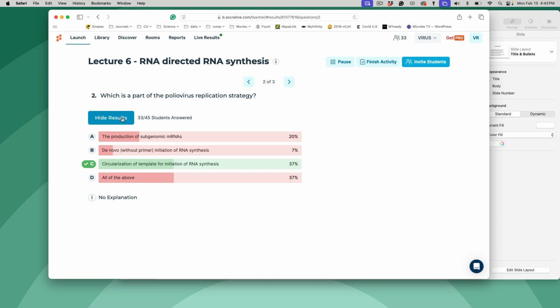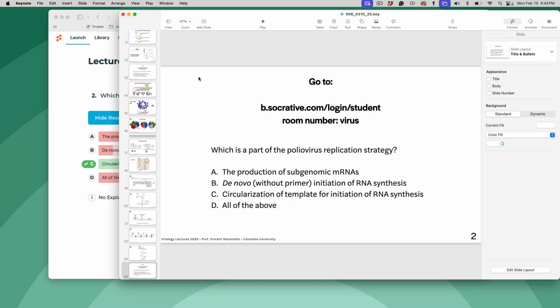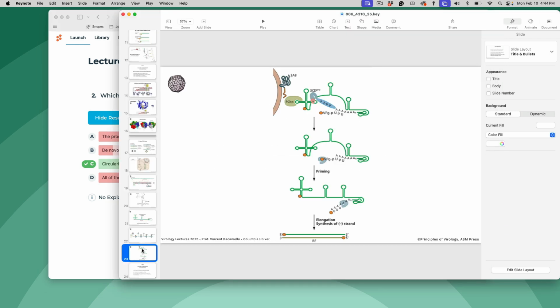Which is part of the polio replication strategy? Subgenomic mRNAs, no. I'll show you the figure. Without primer initiation, no, VPG is the primer, right? I went through a lot to show you that. Circularization of the template, yeah, that's needed. So it's not all of the above. So let's take a look at what we have here.